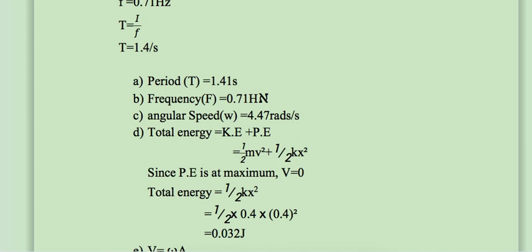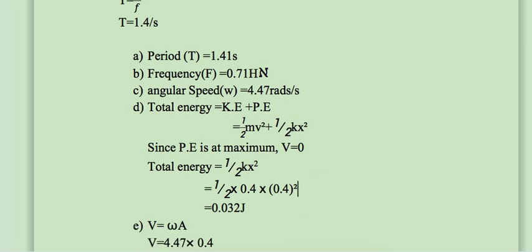Our kinetic energy is half mv squared, while potential energy is half ks squared. Now, since the potential energy is at maximum in this case, it means that v is equal to 0. Our total energy here is equal to 1 over 2 k s squared. So if you substitute all our values, the force constant and the displacement 0.4, then we discover that the total energy is 0.032 joules.